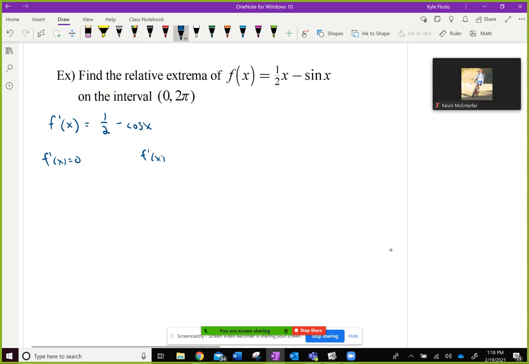We're on the interval from 0 to 2 pi. So we're only going to look at numbers between 0 and 2 pi. We're not going from negative infinity to infinity. Between 0 and 2 pi, everything that's going to happen is going to happen there, and then it just gets repeated. The 1/2 x part is going to be defined anywhere, so we're just looking at numbers between 0 and 2 pi. So when does the derivative, which is 1/2 minus cosine x, equal 0?